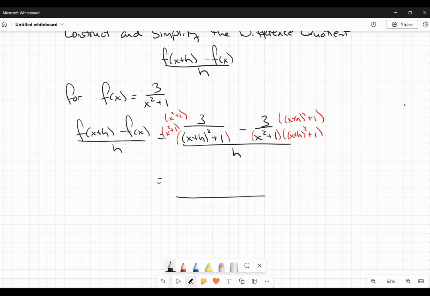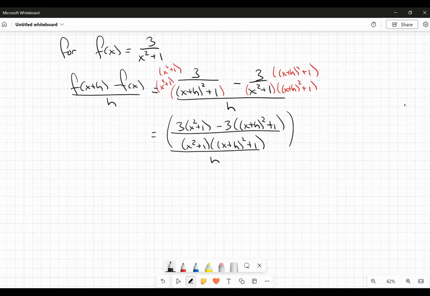But, okay, we still have this h in the denominator. But what that means is my denominator in the numerator, which is kind of weird to say, is going to look like this. It's just the product of those two. Up here, that becomes 3 times x squared plus 1 minus 3 times x plus h squared plus 1. Ugh. Okay, a lot going on. I might also want to consider this division by h as division by h over 1, just so that you can see what it is we're about to do with that.